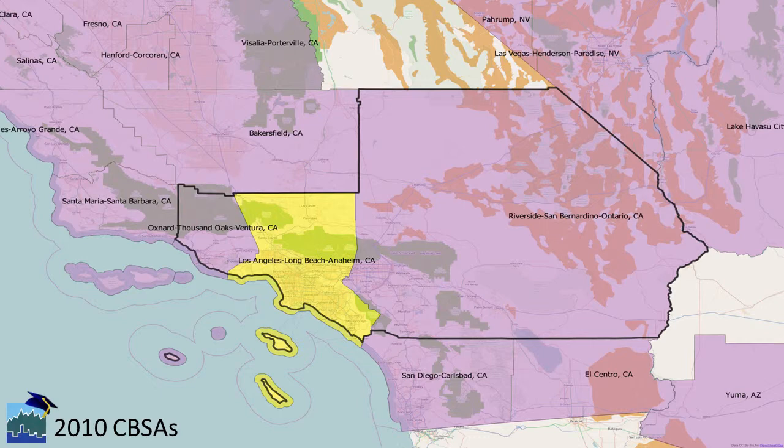And here is that same area with 2010 CBSAs. You'll notice that the CMSA from the last slide has been split into 3 CBSAs, one for Los Angeles, Long Beach, Anaheim, one for Oxnard, Thousand Oaks, Ventura, and the last one for Riverside, San Bernardino, Ontario. You may notice other areas being defined, such as El Centro, California. These represent the addition of new MSAs to Census's classification scheme.